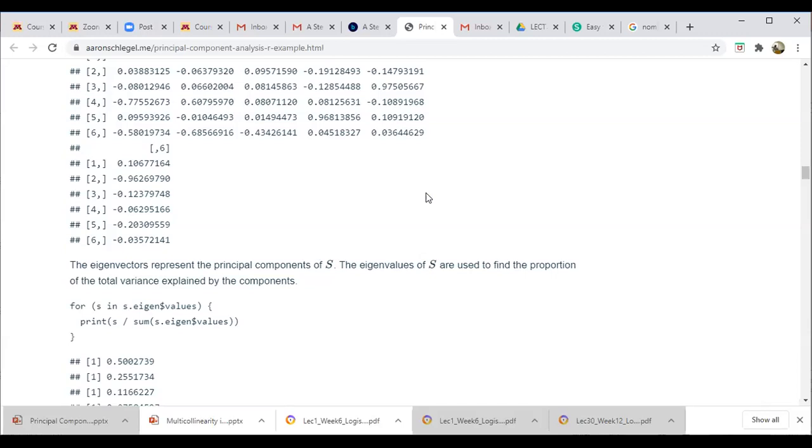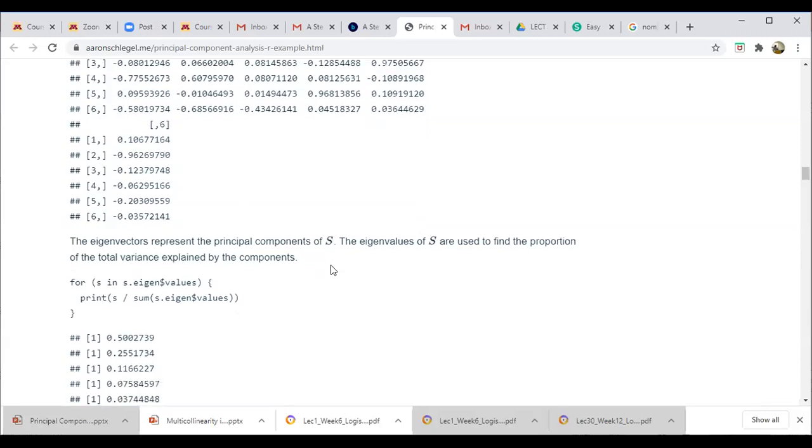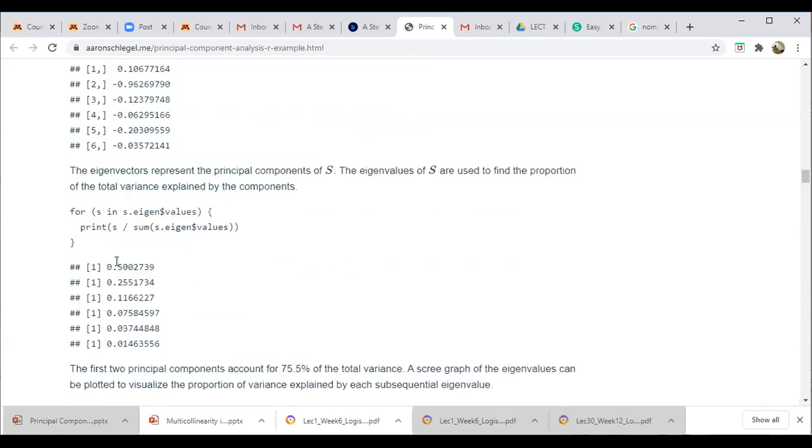But the eigenvectors actually represent the principal components of X. What is my X? My X is a covariance matrix. If I want to get that now, this is exactly what I'm talking about. How do I arrive at this? This is the code that I'm going to write to be able to arrive at this.